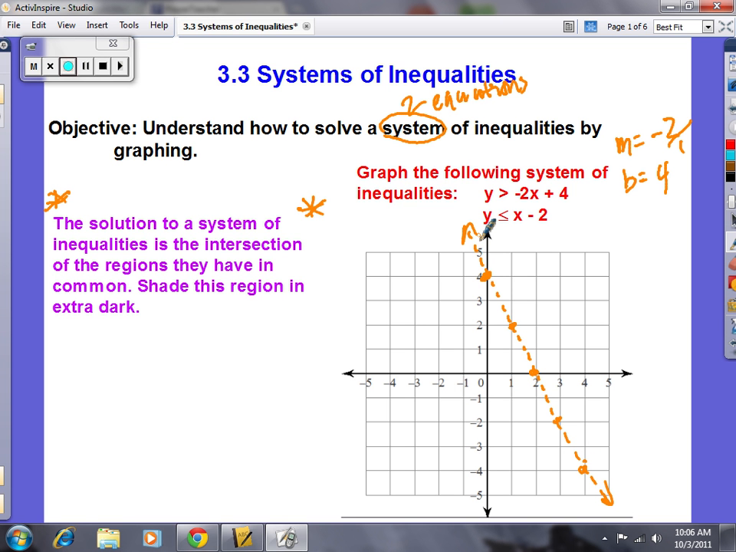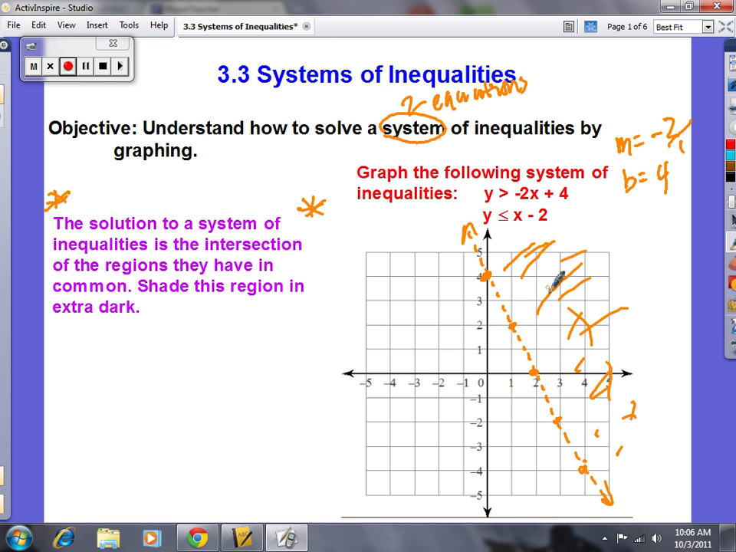And then your answer is going to fall in one of two regions. It's going to be everything above it or everything below it. Your answer is going to fall where? It's y is anything greater than. So let's shade it really, really lightly. It's going to be everything above.